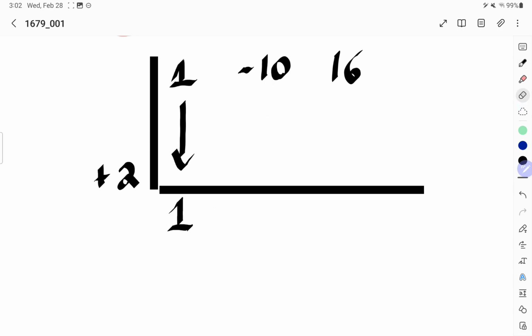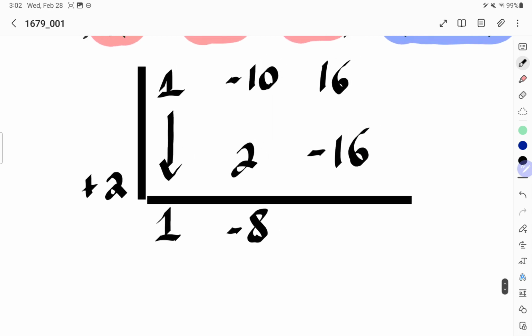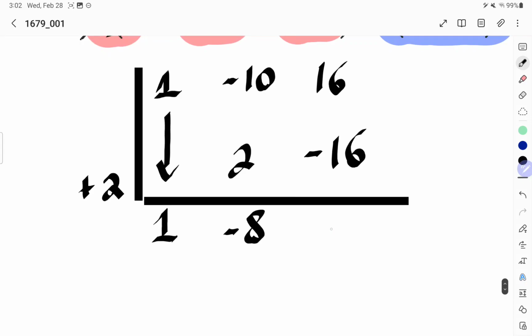Therefore, 2 times 1 is just 2. So I'm going to put a 2 right here. Now I'm going to add negative 10 and the 2. Negative 10 plus 2 is just going to be negative 8. And finally, the last one is 2 times negative 8, which is negative 16. Okay, pretty easy. So for this one, we're just going to write my 0 down here.